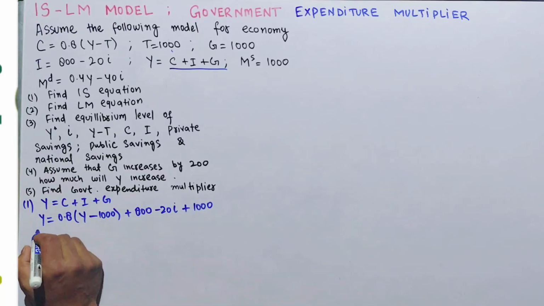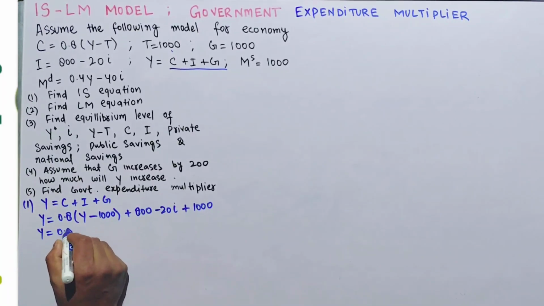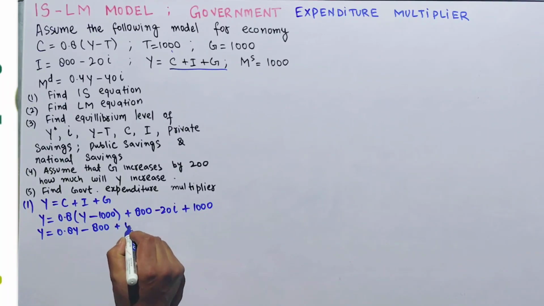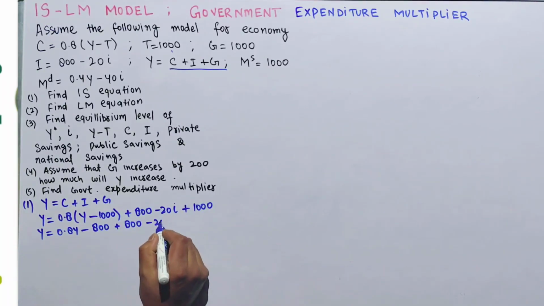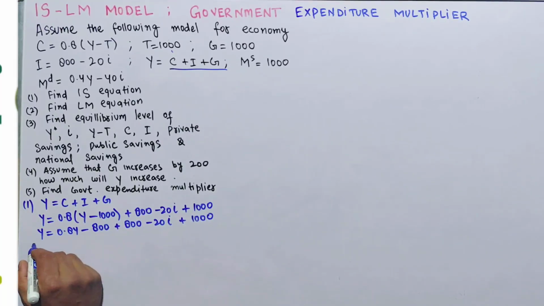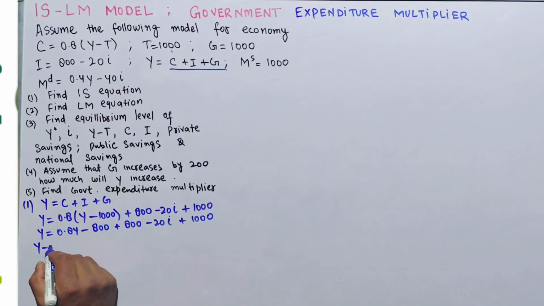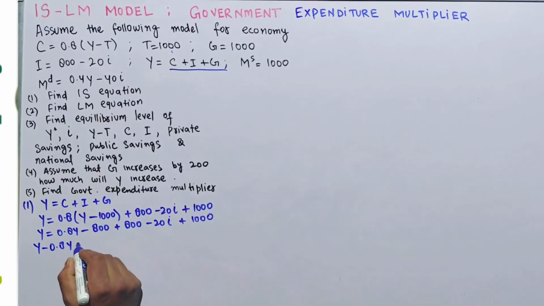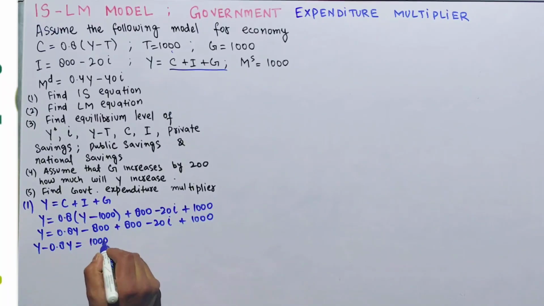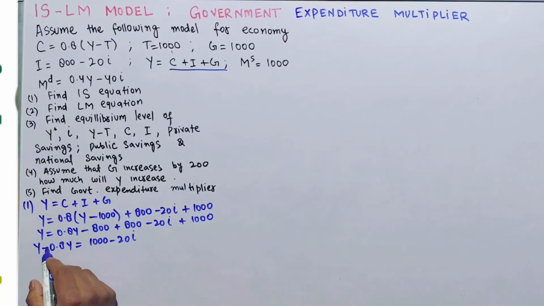Okay, we need to solve this equation. So y will be equal to 0.8y minus 0.8 into 1000, which is 800. Then we have 800 minus 20i plus 1000. Okay, transposing this 0.8y here, we have y minus 0.8y, and minus 800 plus 800 gets cancelled. We are left with 1000 minus 20i. So when we subtract 0.8y from y, we will get 0.2y.